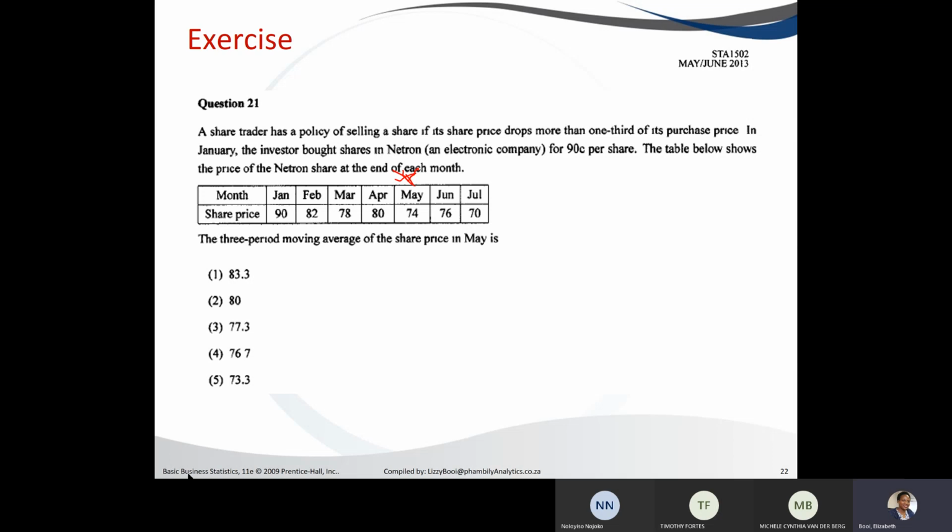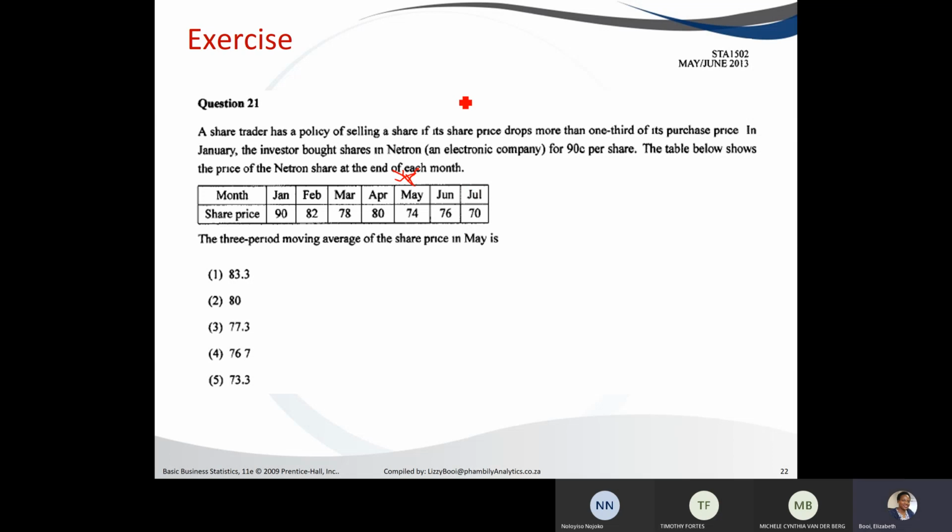Do we have the answer? Michelle says it is option 4. Is it right? Are you answering the same question? Yeah, so it shows you are answering the question I've just asked.